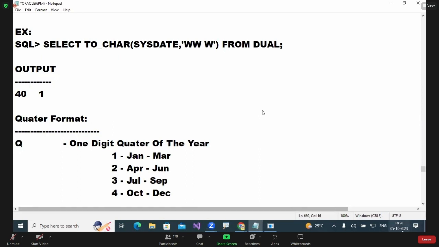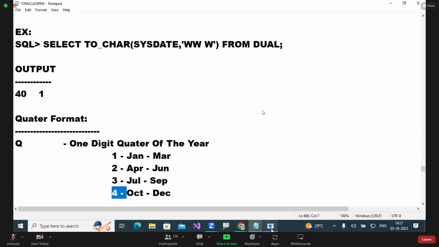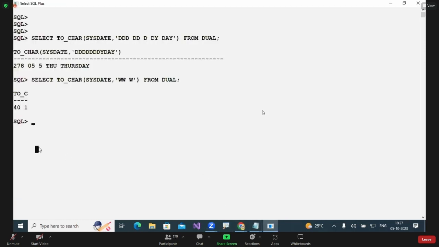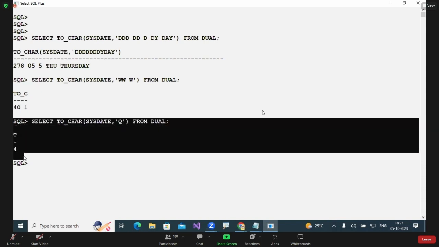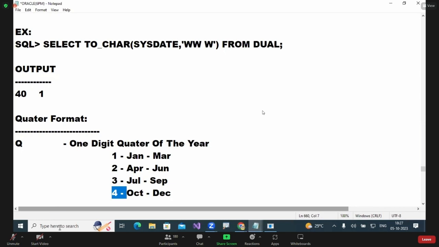And now, as per this day, the 5th October, which quarter does this date come under? It comes under the fourth quarter. So the same thing if I'm going to use: select TO_CHAR of SYSDATE and Q from your dual. So now it returned 4. That means my present date comes under the fourth quarter in the year.